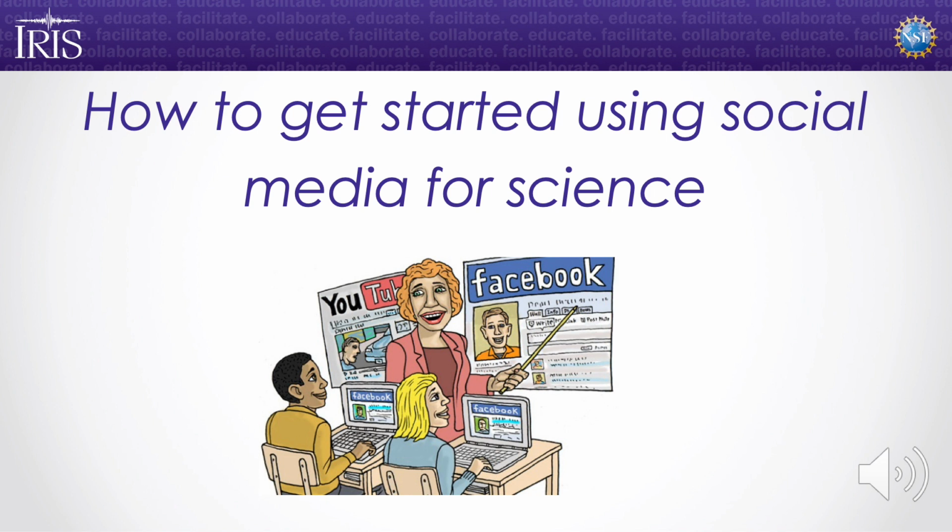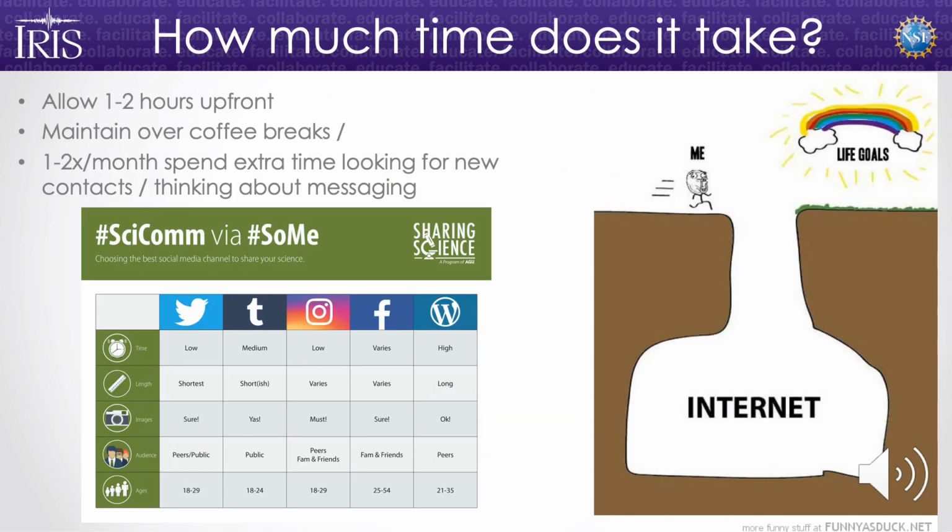All right. So hopefully I've convinced you that you should be using social media. Now, how do you get started? First thing you want to do is allow 1 to 2 hours up front. So you have to choose a platform. You can look at Twitter, Tumblr, Instagram, Facebook, WordPress, whatever. And these are all listed down here at the bottom.